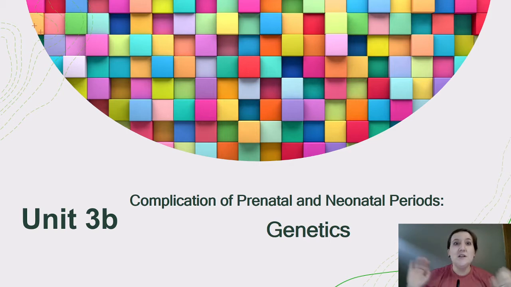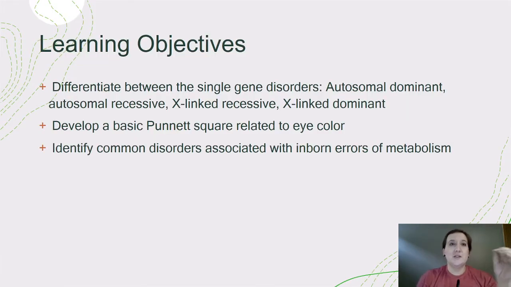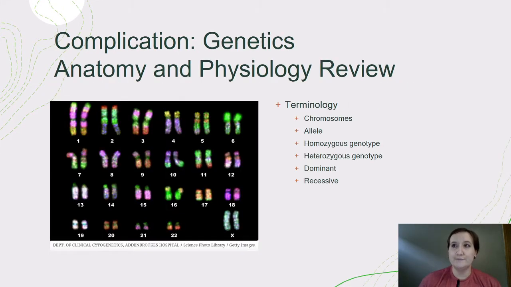So as I mentioned, genetics kind of plays a part between both mom and baby because perhaps mom has a genetic disorder that complicates the pregnancy, or perhaps the fetus develops a genetic disorder that complicates the pregnancy. So we're going to look at single gene disorders. We're going to look at autosomal dominant, autosomal recessive, X-linked recessive, X-linked dominant. You're going to be having a brief introduction to Punnett squares, and we're going to look at common disorders associated with inborn errors of metabolism.